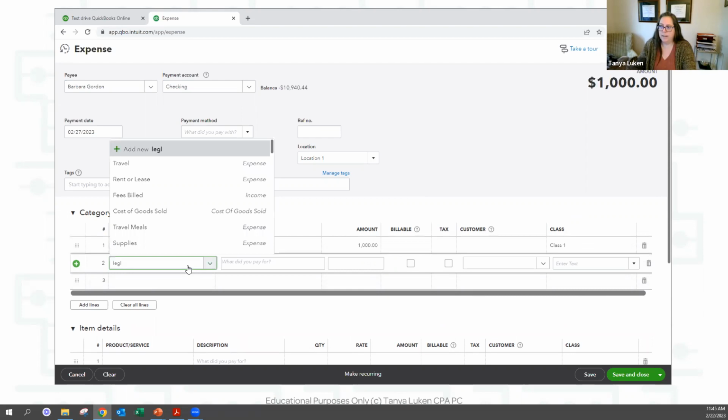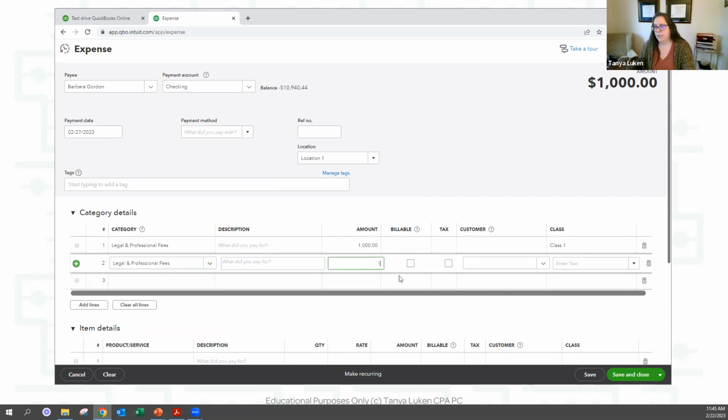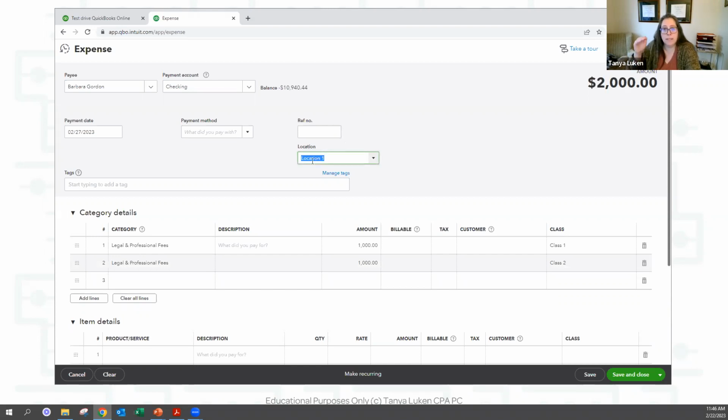And we're also going to pay her $1,000 for the second class. So if I were to run a report later that says, how much money did I spend on legal and professional fees by location? I'm going to get one number for $2,000. If I say, show me how much I spent on legal and professional fees by class, it's going to give me two $1,000 numbers. Does that make sense? So this location is a one-to-one relationship with the entire transaction total.